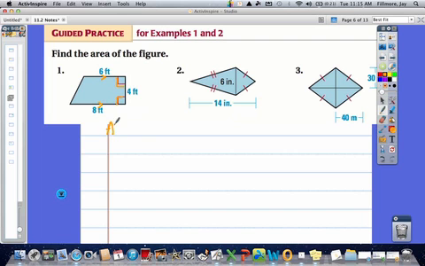So the area of this trapezoid is going to be 1/2 times our height, which is 4, the perpendicular portion of both bases. And your bases, your parallel sides, are 8 and 6. Using some quick mental math, 1/2 of 4 is 2, and 8 plus 6 is 14. So the area is 2 times 14, or 28, and that's in units squared.